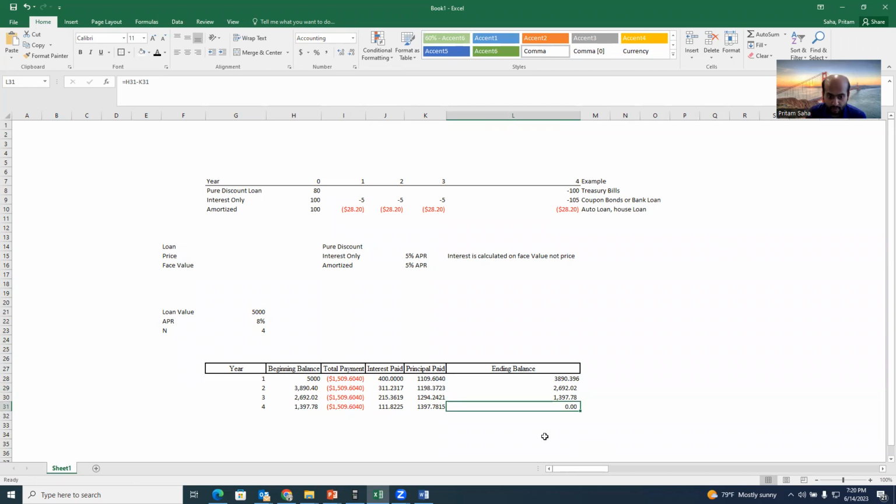So for an amortized loan, each period you are making some constant payment, and this constant payment includes both interest and principal. In a way, by the end of the loan term, you have no more loan left. So this is an amortized loan. Any questions, feel free to reach out to me.